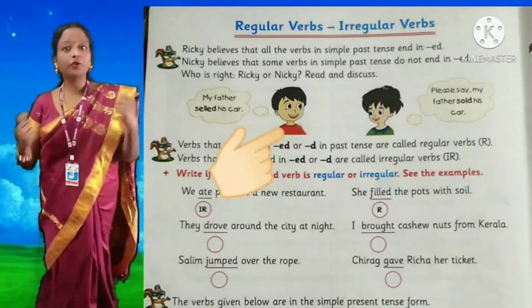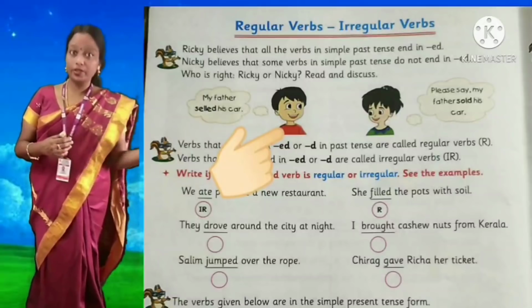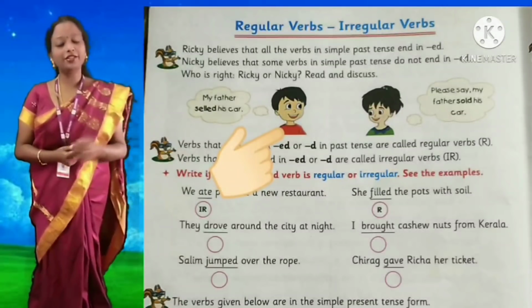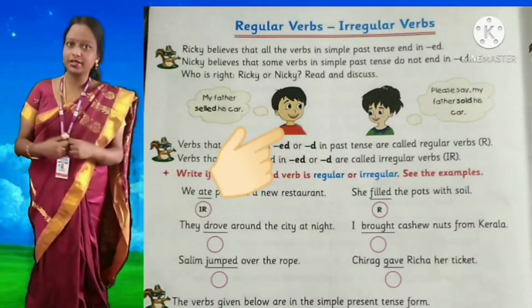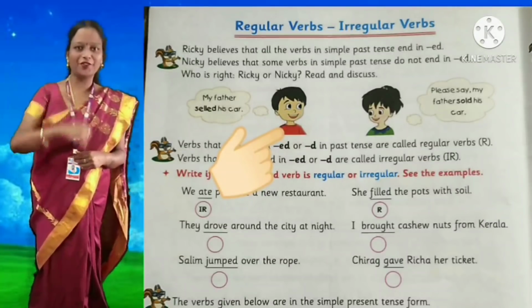Now, everybody understood? Now we'll go inside the lesson. Here, two kids are there, just like you. They are arguing with each other about who is correct and who is wrong. Let's go and meet them and see what they are discussing. Okay? Let's go for it.